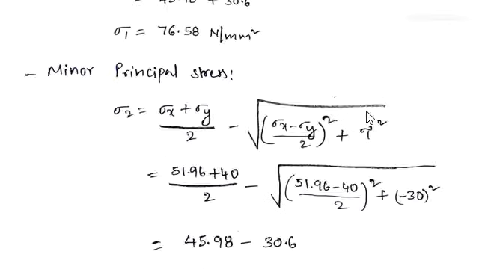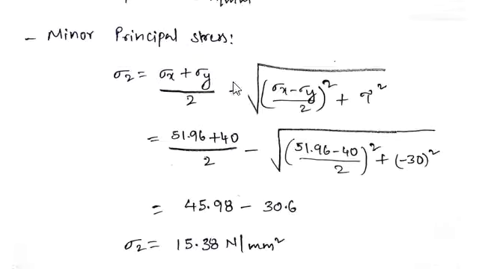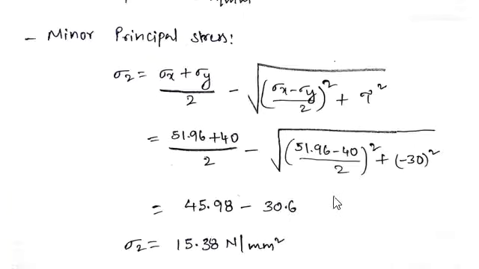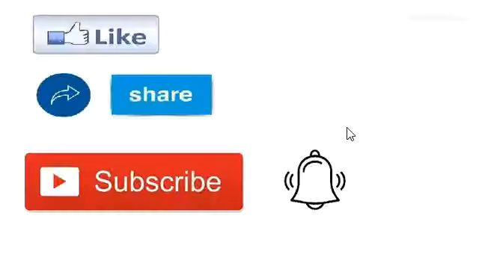And we have seen the minor principal stress formula, and in this formula you substitute the sigma x and sigma y values, that is sigma x 51.96, sigma y 40, and the tau value as minus 30. When you simplify, the first term is 45.98 and the second term is 30.6. Once again simplifying, we get sigma 2, the minor principal stress value, as 15.38 Newton per mm square. So friends, this is the way to solve this kind of question.